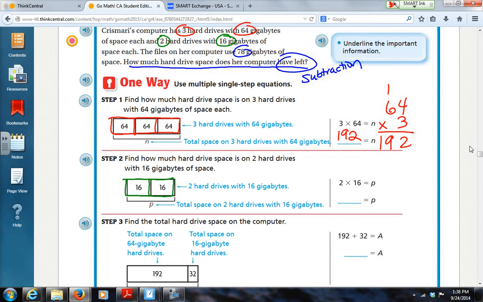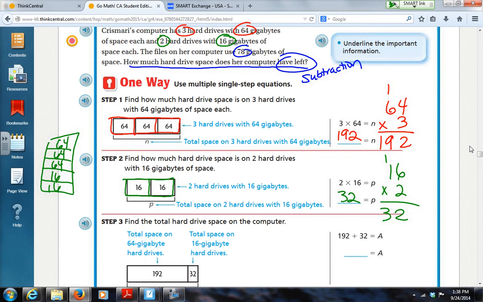Okay, the second thing I need to do is solve for the smaller hard drives, right? If you think of a computer like this, and it's got a bunch of hard drives in it, so I have 64, 64, 64, and then I have 16 and 16. That's a lot. All right, so I'm going to go 16 times 2. What is 2 times 6? 12. Carry the 1. 2 times 1 is? 2. Plus 1? 3. Okay, so the smaller ones equal up to 32 gigabytes. I'll pause there so you guys can catch up before I move on.